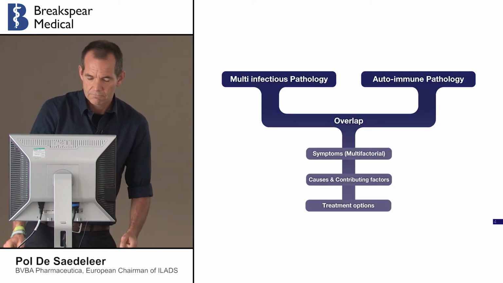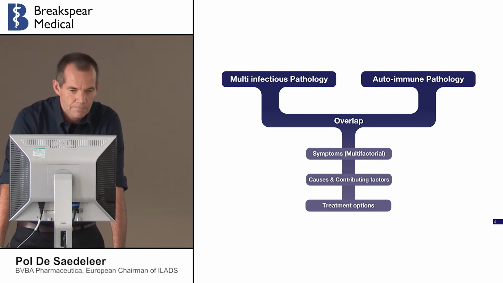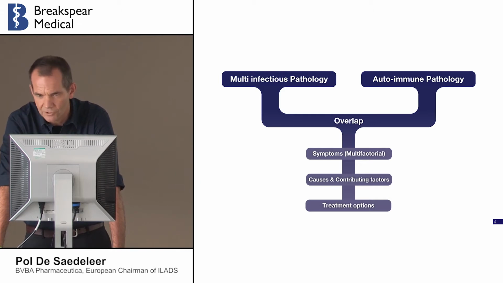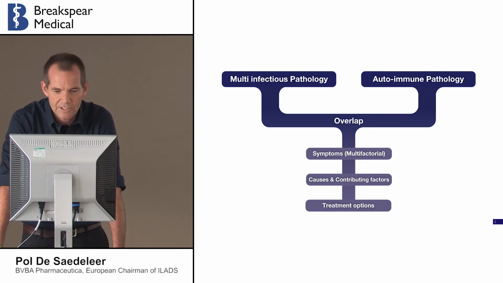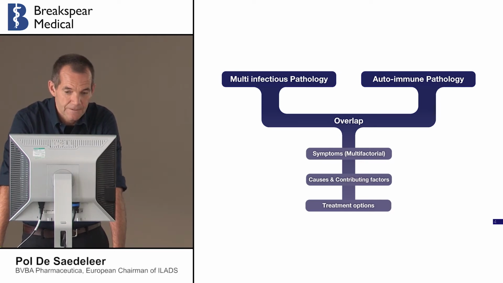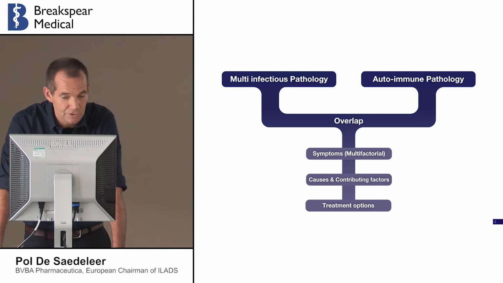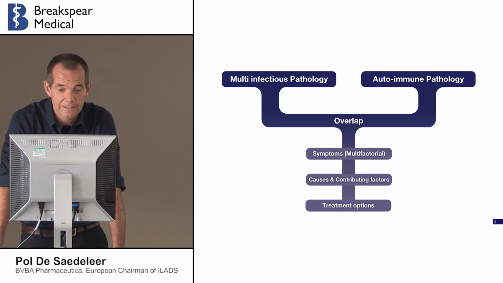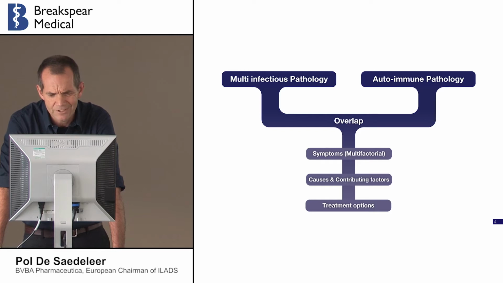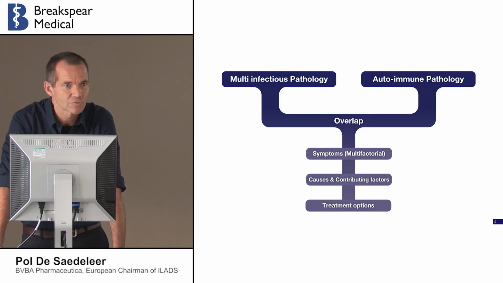Now, if we compare multi-infectious pathology with autoimmune pathology, we see a lot of similarities. In both situations the pathology is multifactorial. Many systems are involved: immunity, gut, detox, mitochondria, and so on. Often we see similarities in causes and contributing factors, and we often can use the same treatment options.